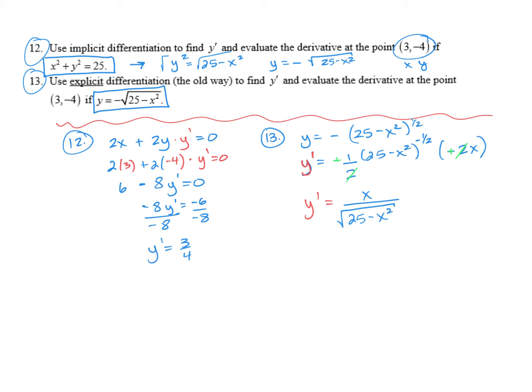And now we want to evaluate that at, all right, so now we're going to evaluate y prime at the point 3, -4, where this is x and this is y. And here's the thing, we don't have to plug in y because we don't have y in our equation. So we're just going to plug in x. So it's going to be 3 on the top, and on the bottom it is the square root of 25 minus 3 squared, which is going to be 3/4. So you see how you get the same answer?